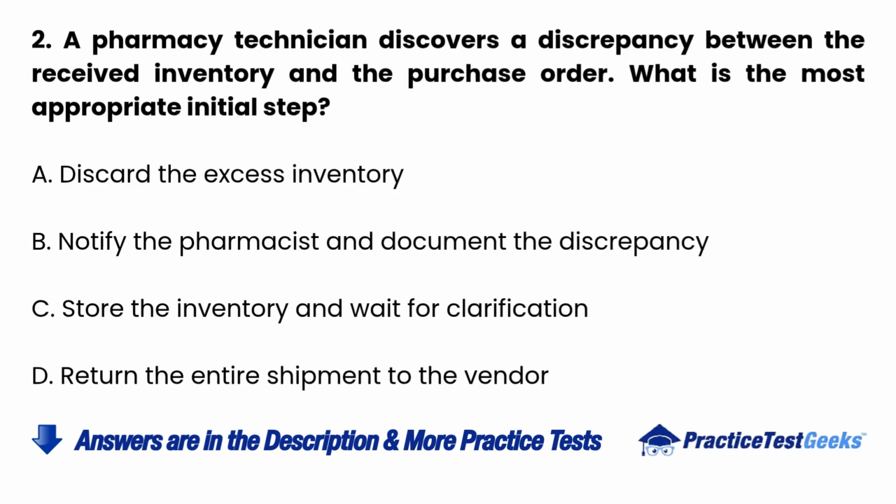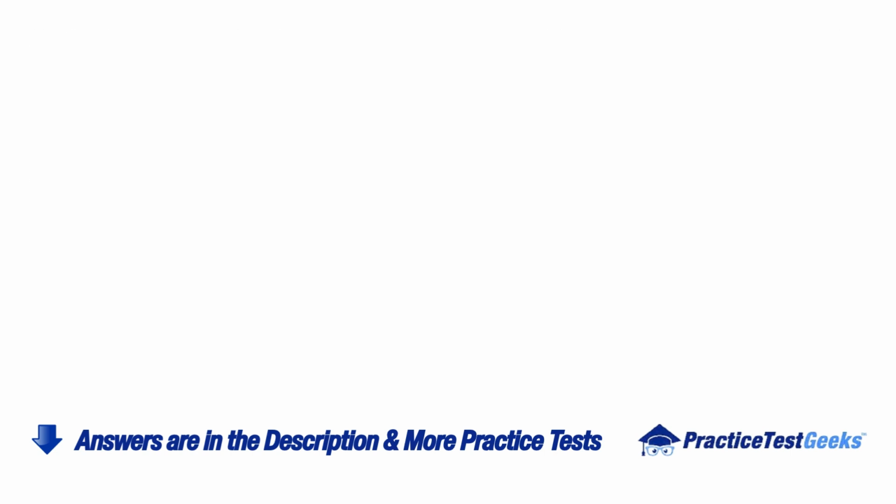2. A pharmacy technician discovers a discrepancy between the received inventory and the purchase order. What is the most appropriate initial step? A. Discard the excess inventory. B. Notify the pharmacist and document the discrepancy. C. Store the inventory and wait for clarification. D. Return the entire shipment to the vendor.